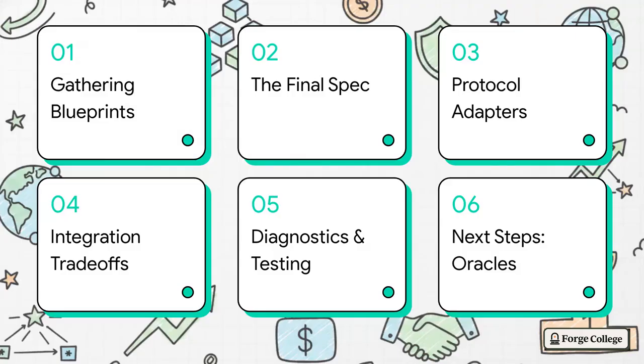Now, we're going to treat this capstone not as some scary, intimidating final exam, but as a structured master blueprint to guide our assembly process. Here is what we're building today. First, gathering your previous blueprints. Second, delivering the final spec. Third, assembling the protocol adapters. Fourth, weighing the integration trade-offs. Fifth, devnet diagnostics and testing. And lastly, next steps, adding oracles.